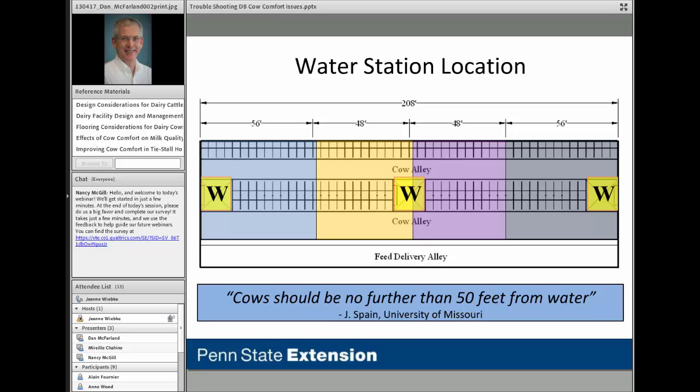Some studies I've done in the past say the cows are coming back on the left-hand side of this group here. In the range of 25 to 30% of the water is consumed at the water to the left, in the range of 40 to 50% in the center, and the remainder at the far end. And so providing that water conveniently to the cows is very important.